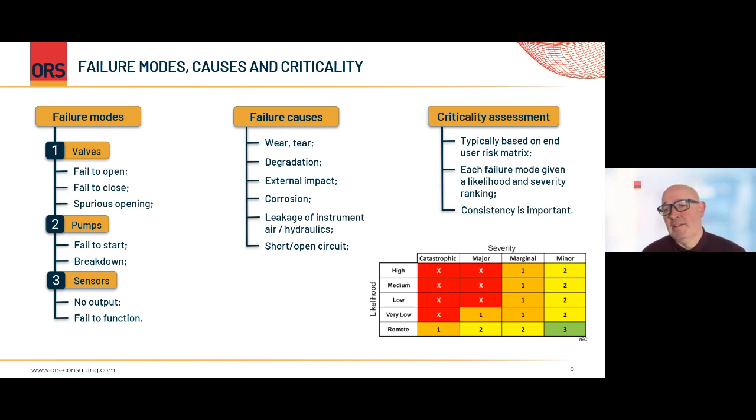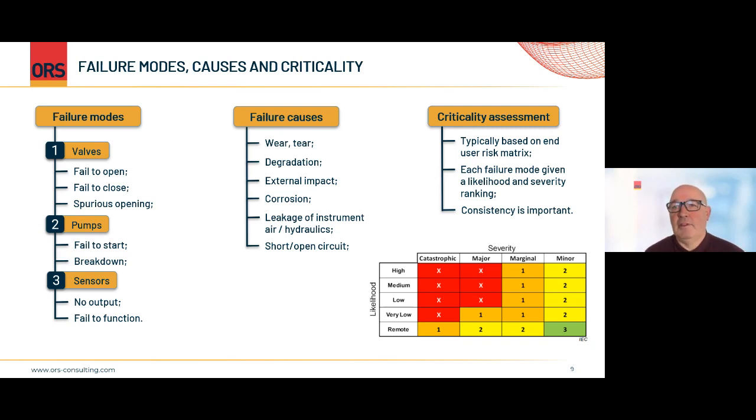Those are the types of, that's how we frame the failure modes. The causes of those failure modes, the middle bracket there, it's wear and tear, degradation, external impact, corrosion, leakage of instrument, short or open circuit. And there's a huge number of these. These are just examples. The team's got to talk about, okay, what can prevent the valve from failing to open? It may be a specific component, and if so, how is that component degraded?